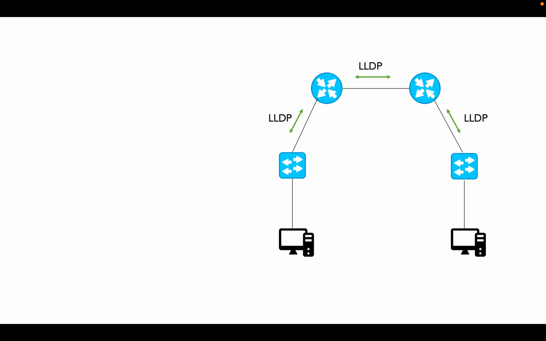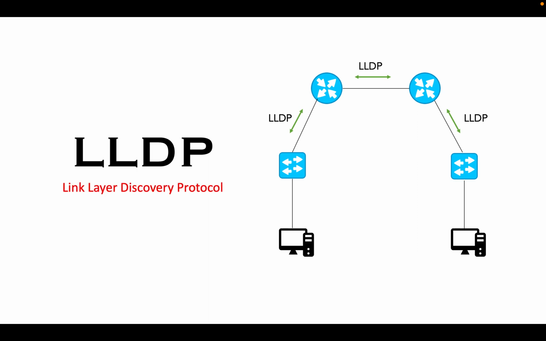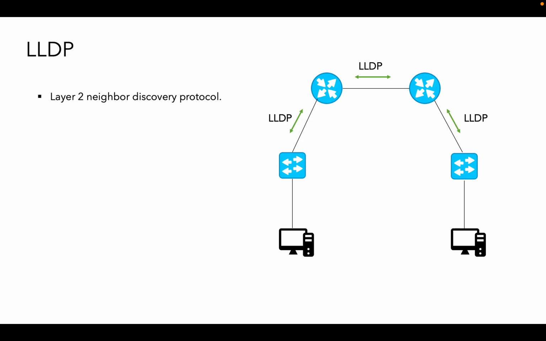In today's session of the CCNA series, I'll discuss LLDP, also known as Link Layer Discovery Protocol. LLDP is a layer 2 neighbor discovery protocol similar to Cisco CDP. It is defined in the IEEE standard as 802.1AB.